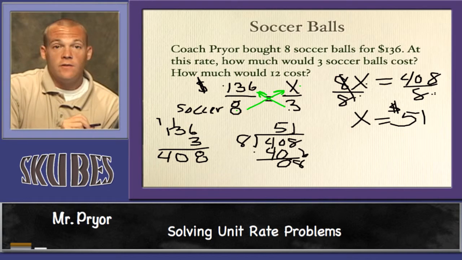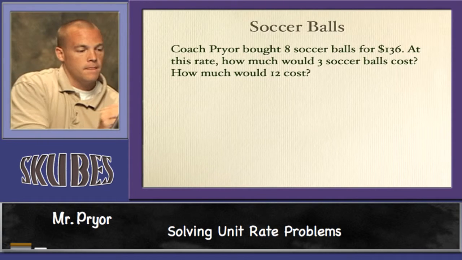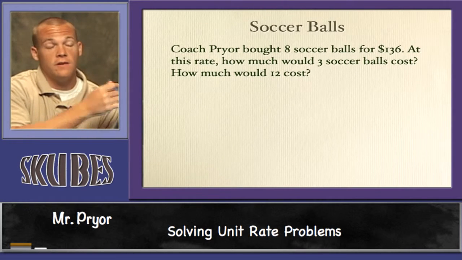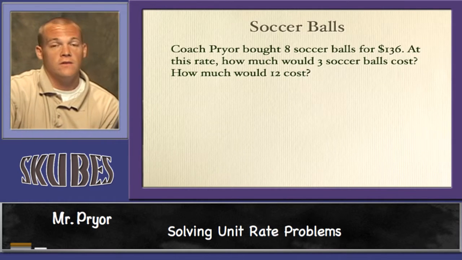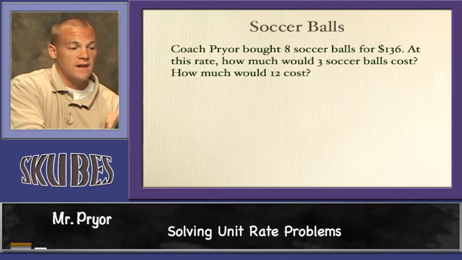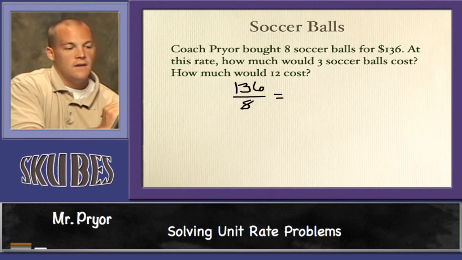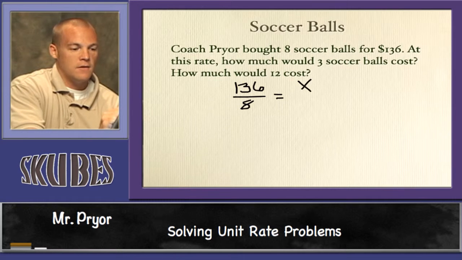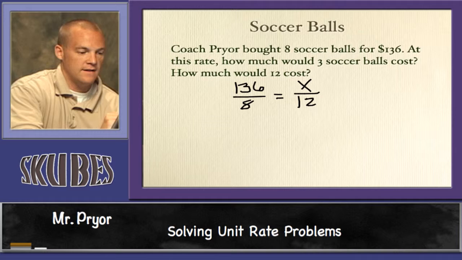It also asks in this problem, how much would 12 cost? So really quickly, we'll run through the same process, just different values. We're still dealing with the missing money value that it would cost. So we're going to set it up the same way in proportion form of 136 over 8 set equal to our unknown value, which is how much it costs, over 12. We're going to use cross multiplication again. So 8 times x, 136 times 12.